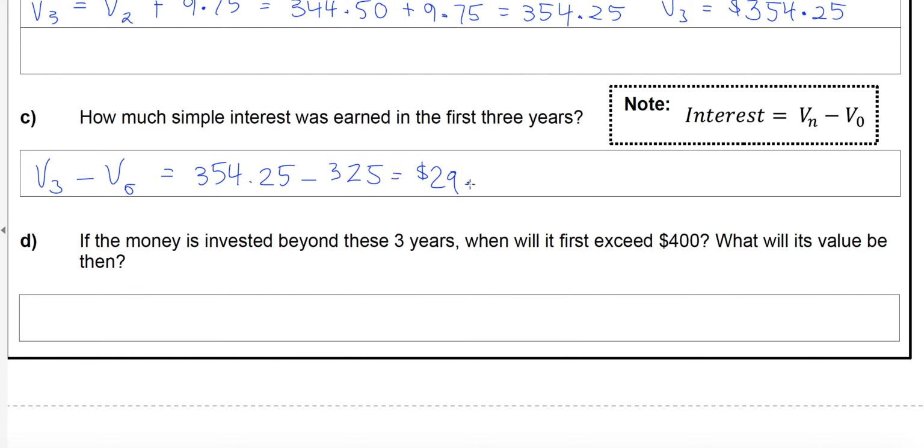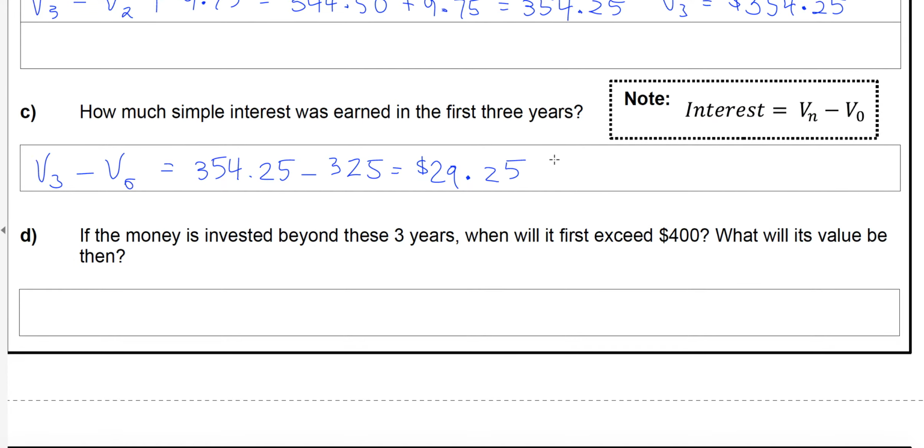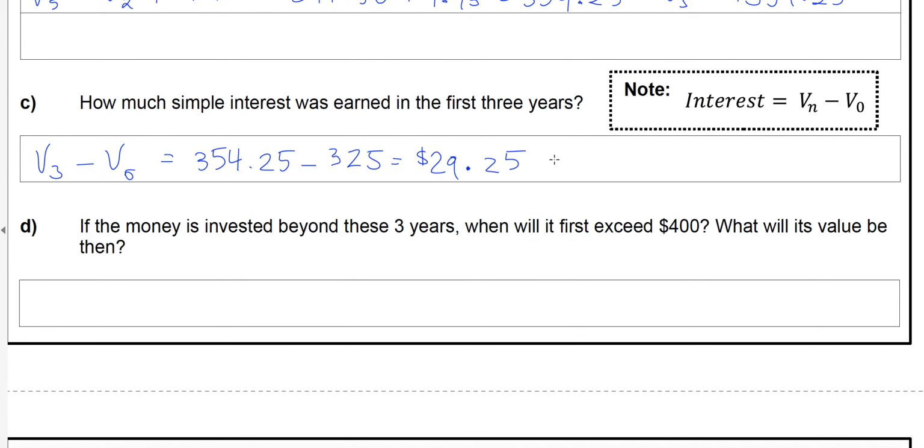This is not a very good investment. Obviously, you're only at $29.25 in 3 years. But again, the point of this question is just to demonstrate a very basic example of simple interest. In other words, you've actually earned 3 lots of 9.75 since you were earning 9.75 per year.